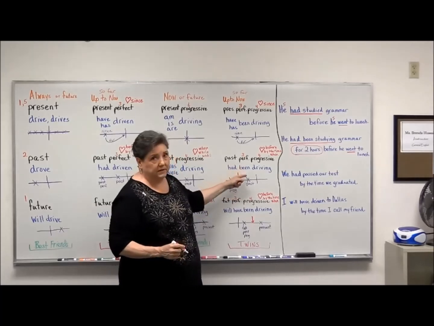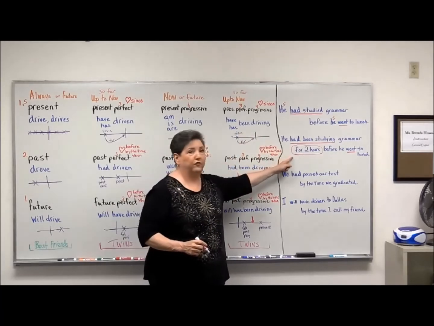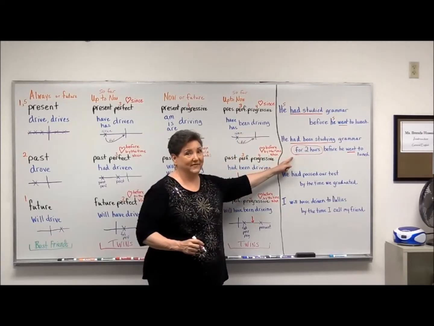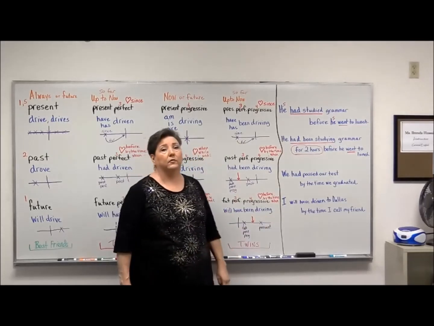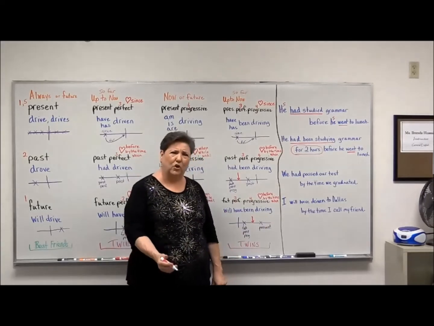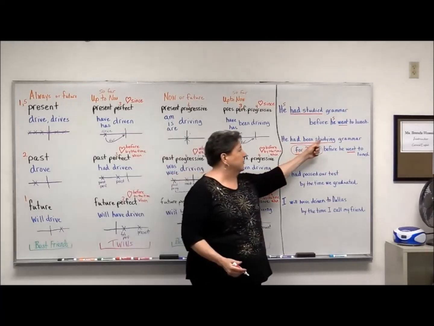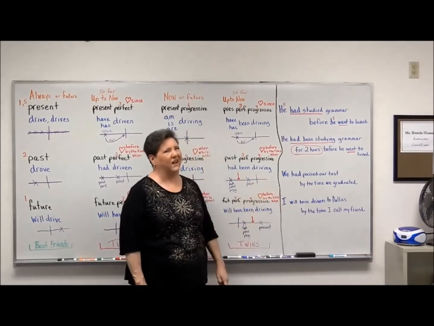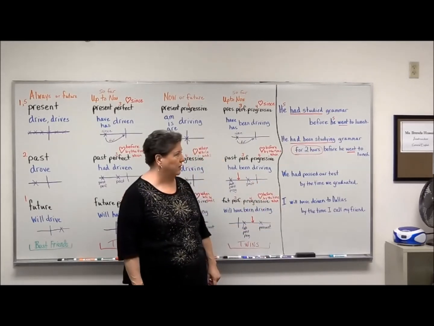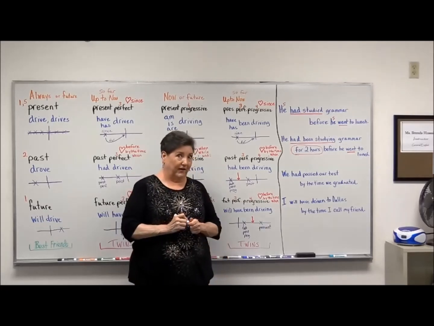When I use this tense, I have to say for how long. You got it? You can't just say he had been studying grammar. We don't usually say that alone. We need some more information. Because whenever we use the progressive, we're focusing on time. And with these two tenses, you have to say the time. How long? So let me show you how these twins are a little different.